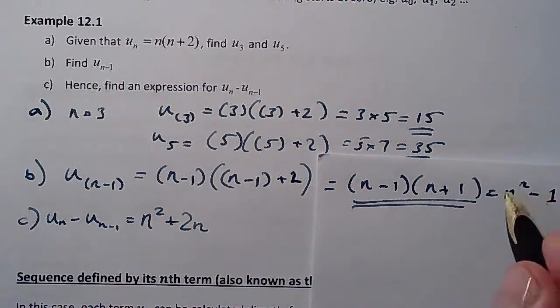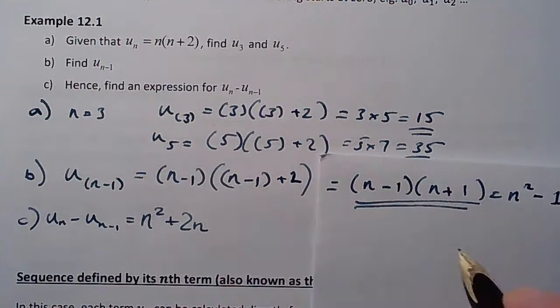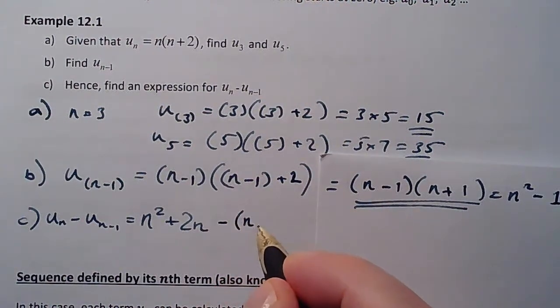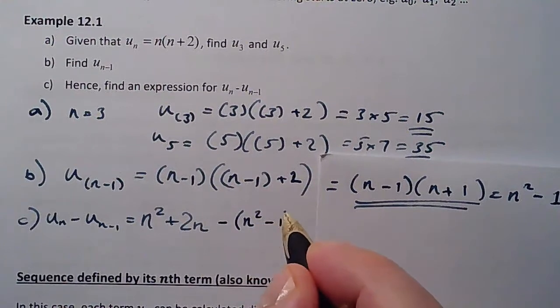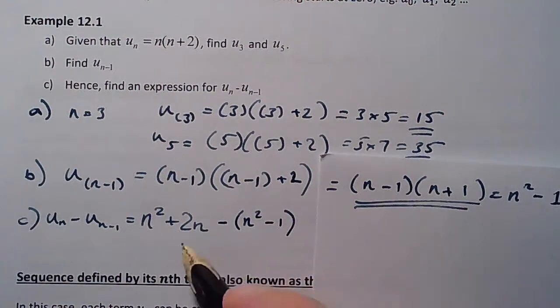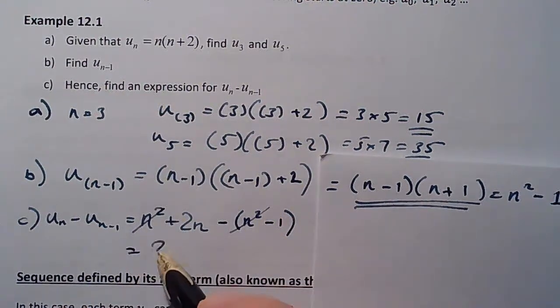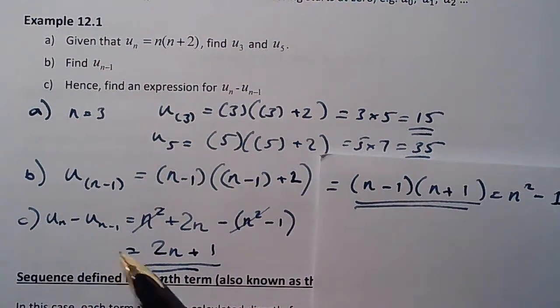Okay, so I've got to take this away. Be really careful with brackets here. If I'm taking away something which is already a subtraction, I must use brackets here. Minus (n squared minus 1). So when I remove the brackets, I'm going to get n squared minus n squared, so these are actually going to cancel. I'm going to have 2n, and then it's minus 1, which is plus 1. So my answer for un take away u(n minus 1) is 2n plus 1.